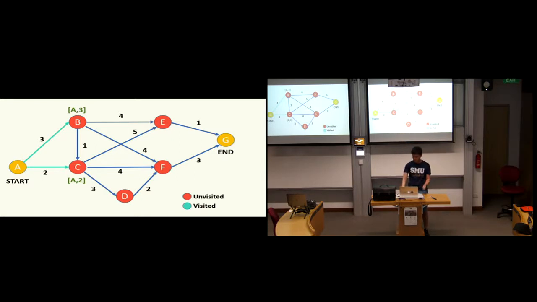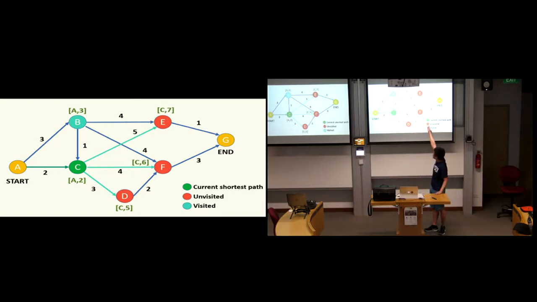So now we start from C. C is the current shortest path, and we go to its neighbors, which are E, F, and D. Same thing, we take note of which node it came from and the total distance so far. From this point on, C is done, because now we know that the shortest path from A to C is 2. We won't consider it anymore, so we cancel it off. From the remaining nodes 3, 5, 6, and 7, which one has the shortest path?